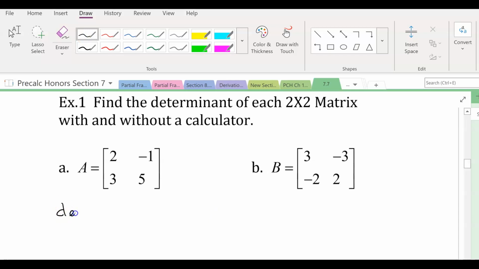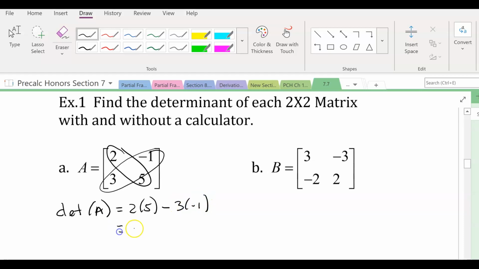So the determinant of A, just following the formula up above, so we're going to multiply these two. So I have 2 times 5, and then subtract the product of those two, 3 times negative 1. So that's going to be 10 plus 3, or 13.